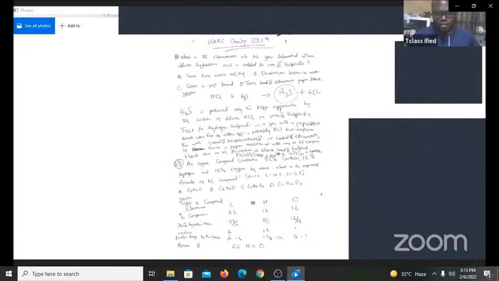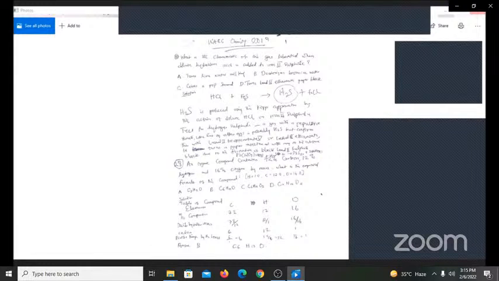Please let me know if you can see my screen for what is it called? Question. Yes, it is. We are starting from the chemistry. Where did we stop the last time?